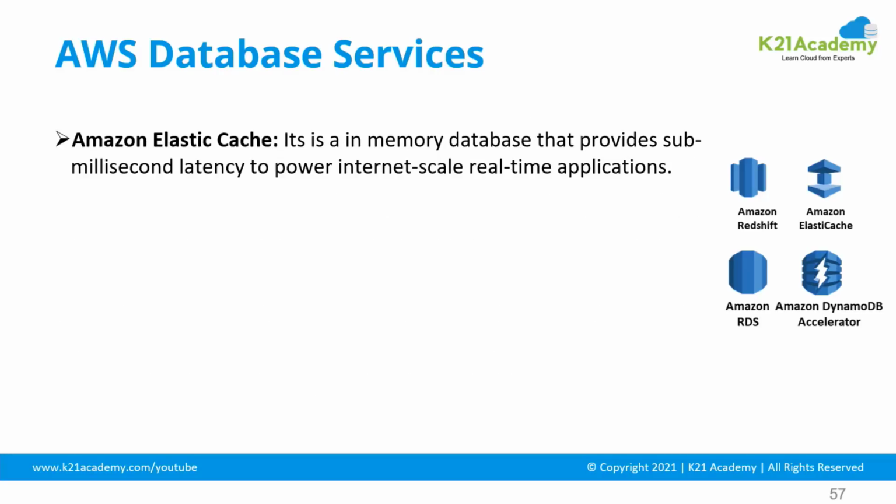Then there's another database which is called ElastiCache, which is an in-memory database for sub-millisecond latency to power internet scale real-time applications. So applications that need very quick response. You might have seen when I'm using my credit card and I'm doing some billing, I get data very quickly, or I need very, very low latency, which means very quick turnaround time.